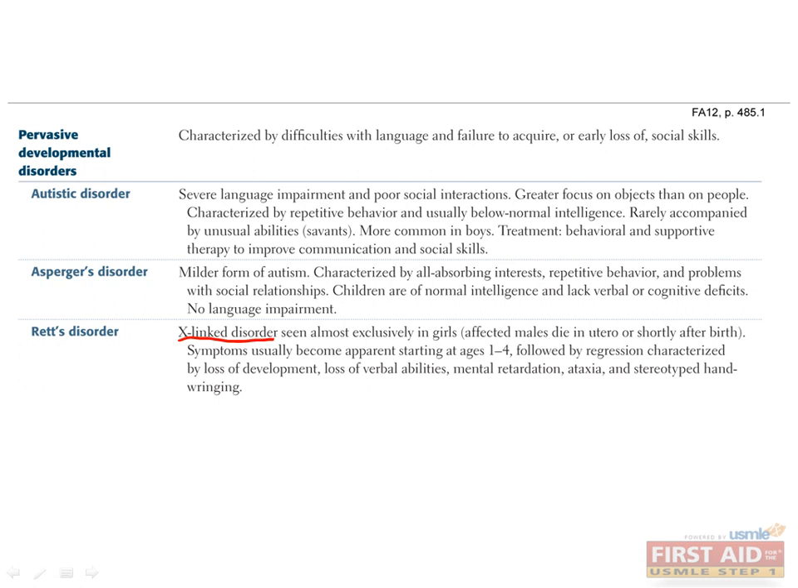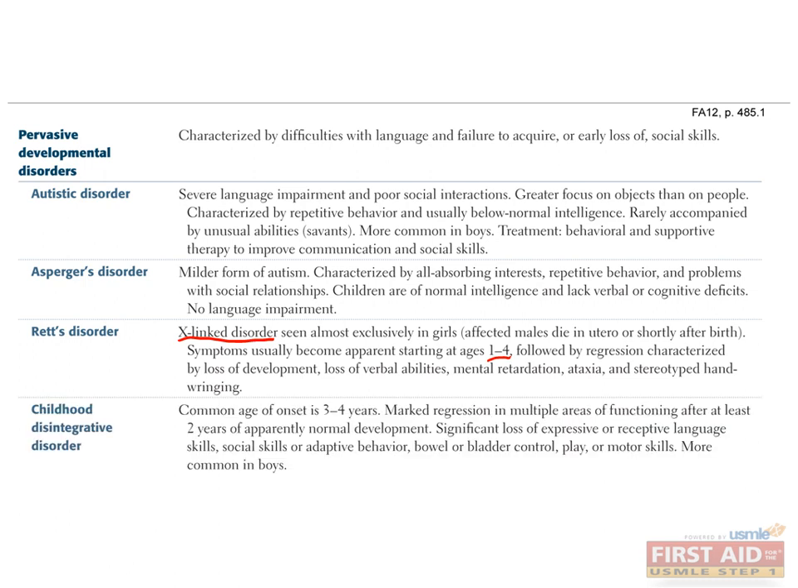Symptoms of regression usually start at ages 1 to 4 and are characterized by loss of development milestones, mental retardation, loss of verbal abilities, ataxia, and a classic hand-wringing behavior. In contrast to autism and Asperger's, this disease involves a loss of development as opposed to an initial failure to develop.